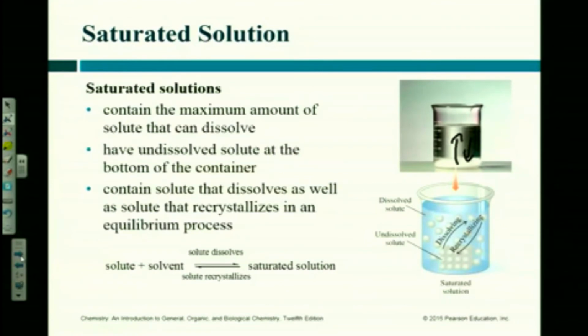If I add some more salt, it won't dissolve. It'll just settle down to the bottom. Just like when you get that cold iced tea and you add more sugar to it, it doesn't dissolve, does it? Because it is saturated. Okay?